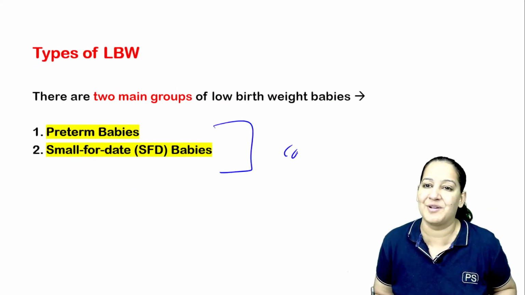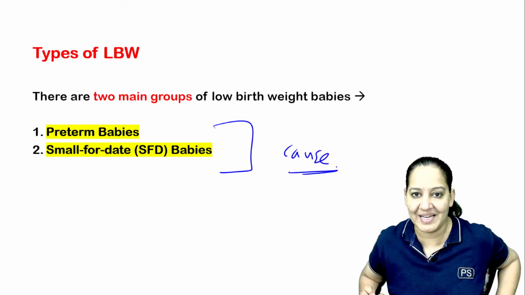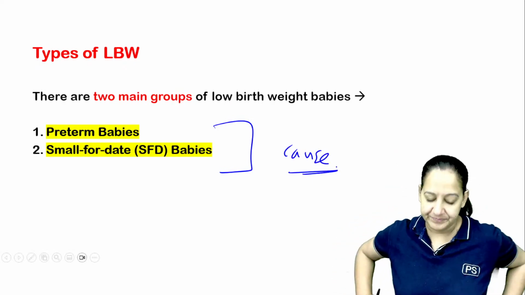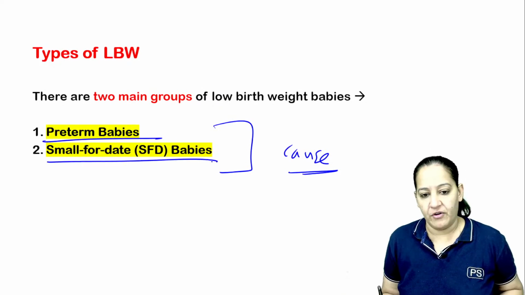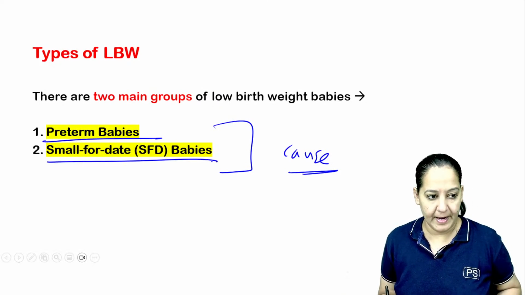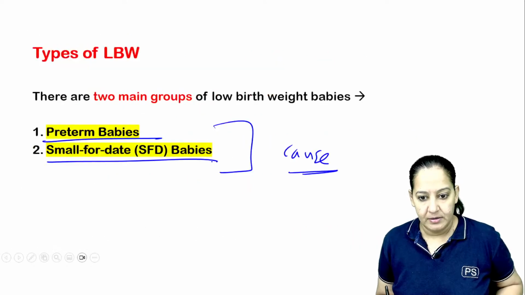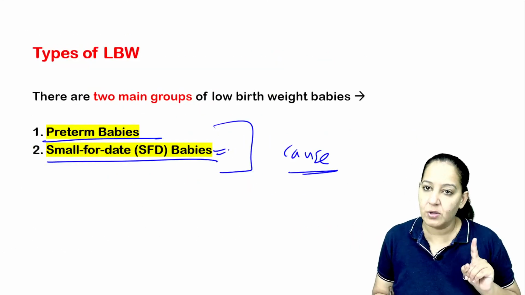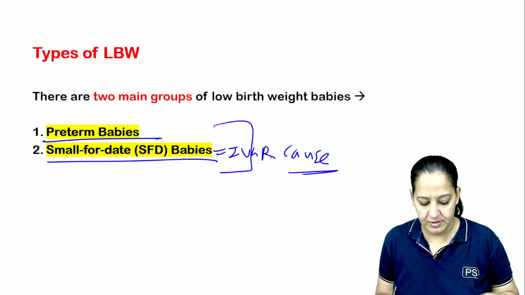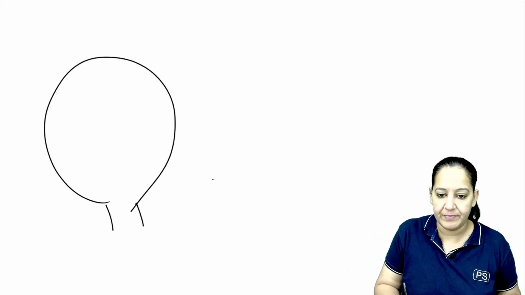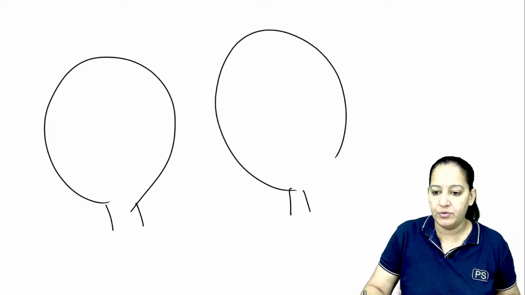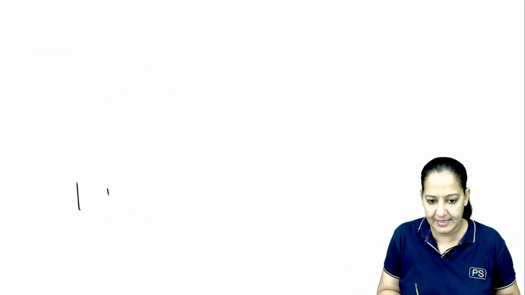Two causes of LBW, two types, whatever you say. Let me explain. The two causes are preterm baby and short for date baby. Short for date is also known as intrauterine growth retardation. Preterm and short for date. Okay, let me draw two uterus. It's difficult, I will try. Let me draw the two fetuses for you. These are the two uterus of the mother. You can see.